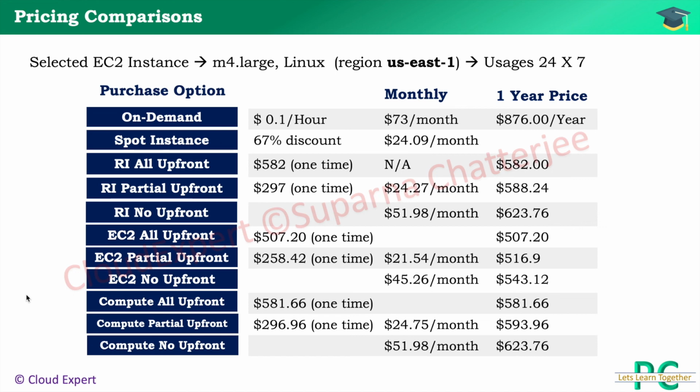If I go with reserved instance all upfront, there is a one-time payment of $582. I'll not pay anything monthly. If I go for reserved instance partial upfront, I'll pay one time $297 and then $24.27 per month. At the end of the year, I'll pay $588. From this table, you can understand based on the selection of purchasing option, I end up paying different amounts although I'm using the same virtual CPUs and RAM and the usage pattern is also the same.